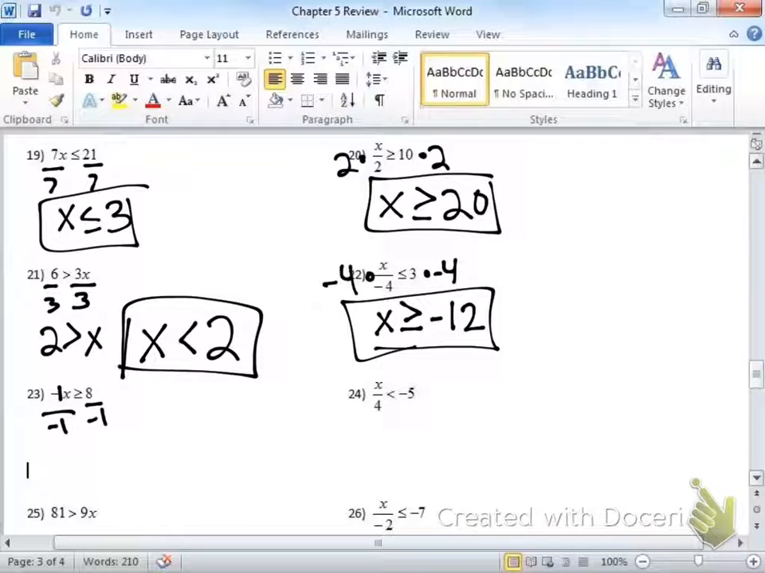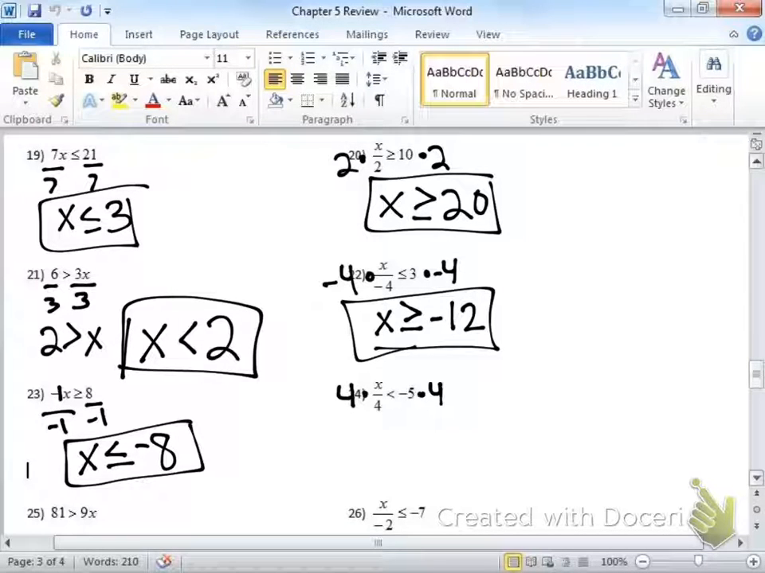Same thing's going to happen on 23. We're dividing by a -1. So I need to flip the inequality symbol. 24, multiplying both sides by 4, so x is less than -20.